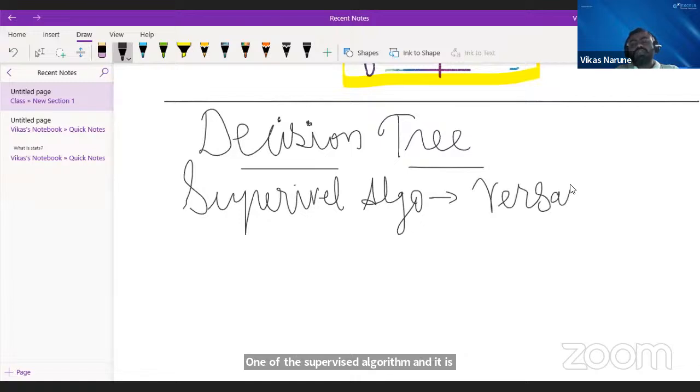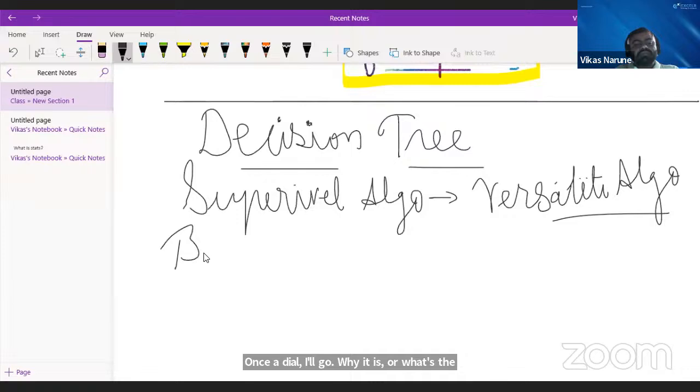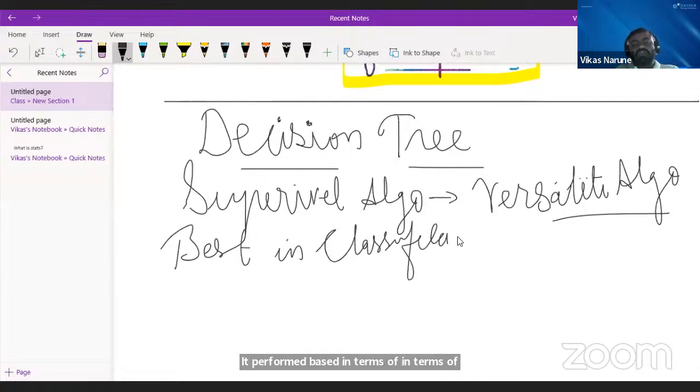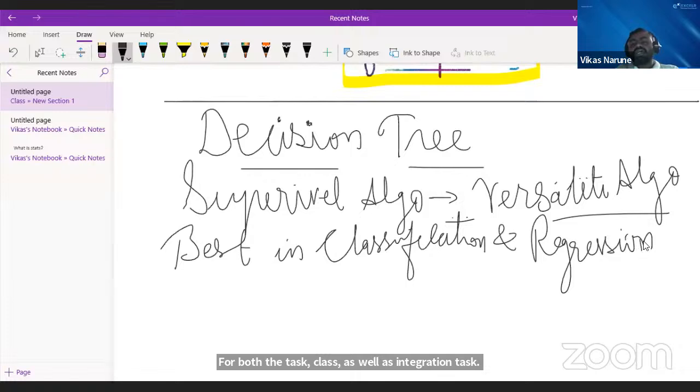Please forgive me if I'm writing something wrong. Why is it a versatile algo, guys? Because it performs best in terms of classification as well as regression, for both tasks. It is going to do an awesome job, with very high accuracy and very sophisticated things, and it is going to perform the same way.